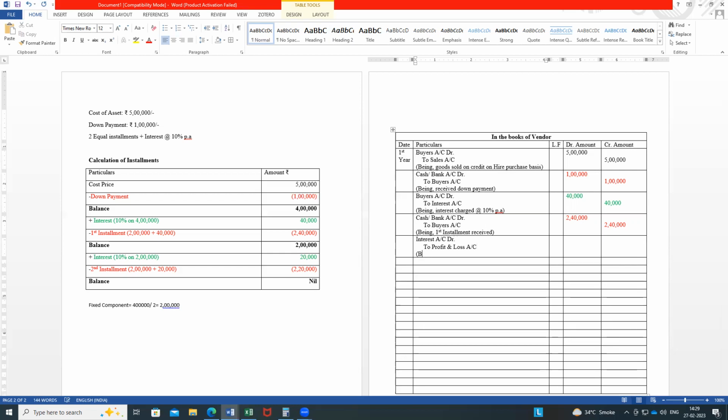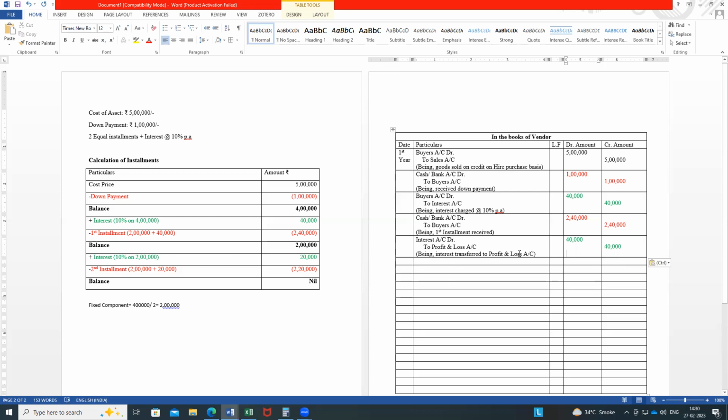We'll just write the narration as being interest transferred to profit and loss account. And what is the amount here? The same 40,000. This is what and how we have to record.